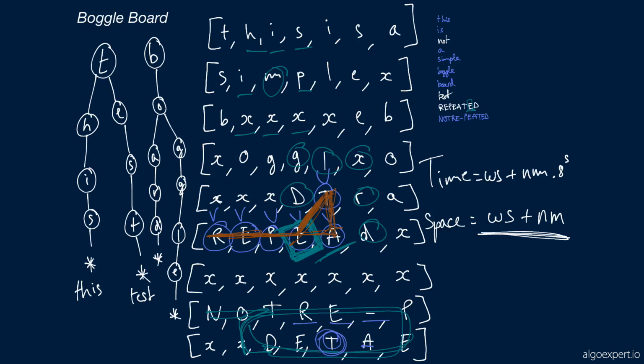WS for building the tree, and then NM times 8 to the power of S. Okay, that was a lot of stuff. Like I said, this algorithm is hard. Let's dive into the code walkthrough to see how really clean and elegant it actually looks.